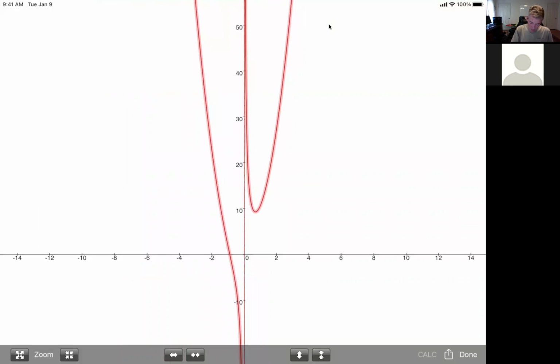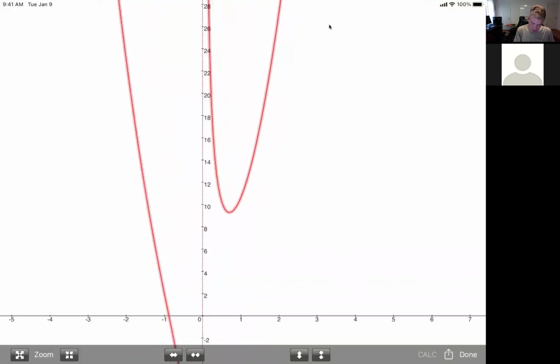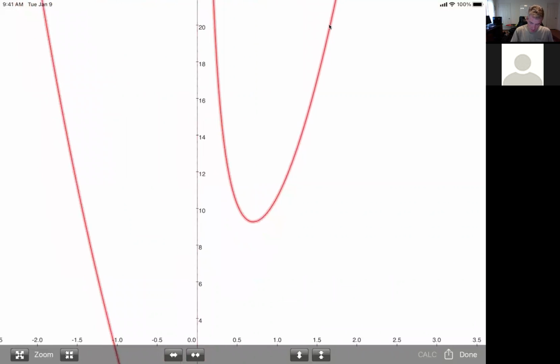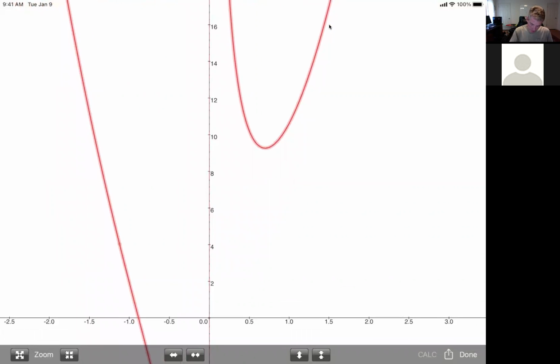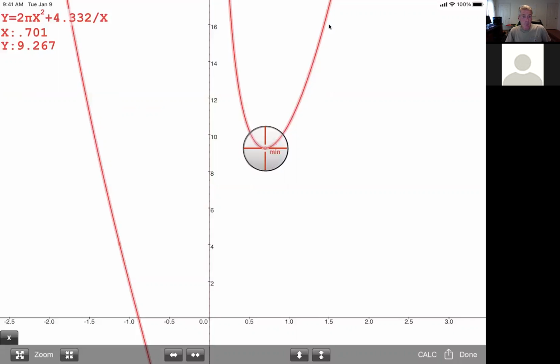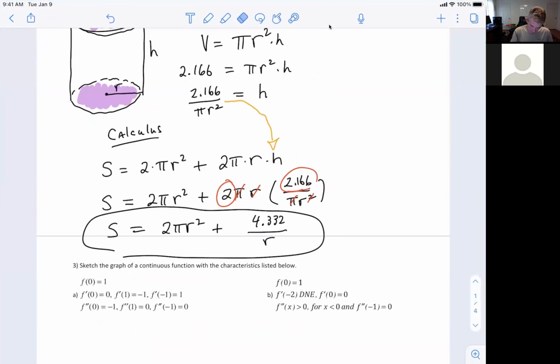And so we don't need the negative part because the can can't have a negative radius. And it does have a minimum. And it's actually when the radius equals 0.701. Because I was using x instead of r, so I should get the answer 0.701. Now let's see, do I get 0.701 for r?